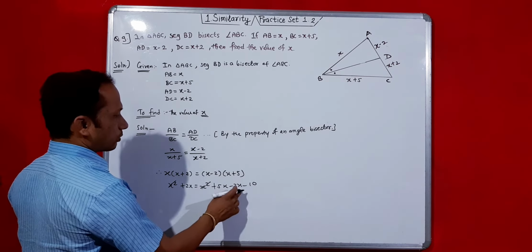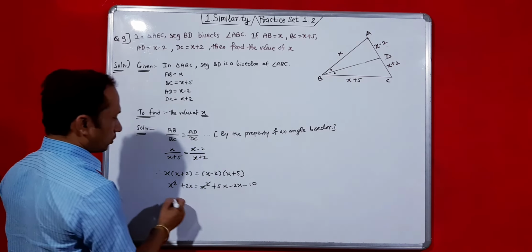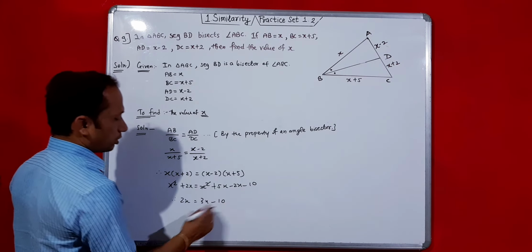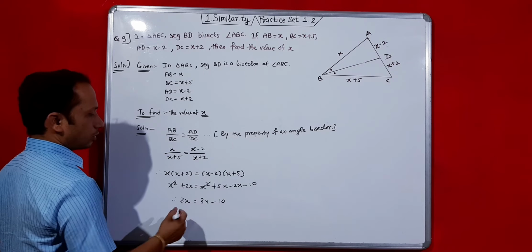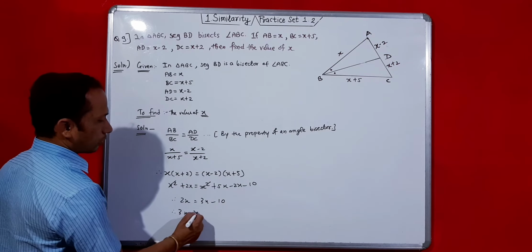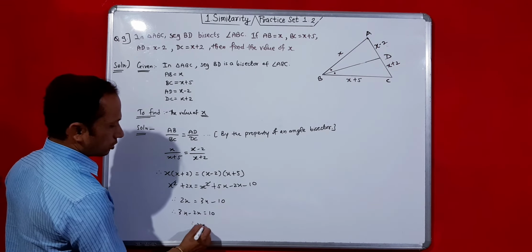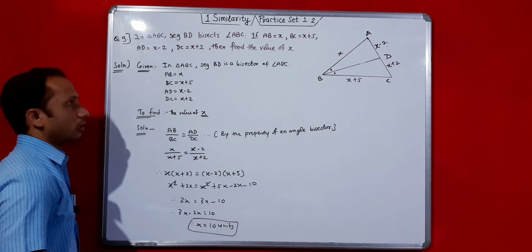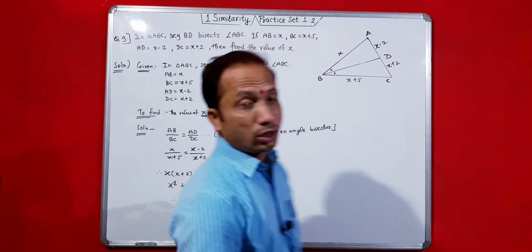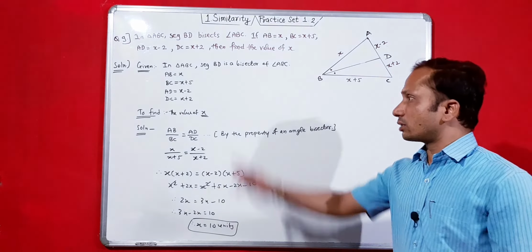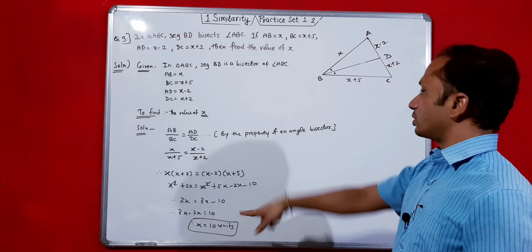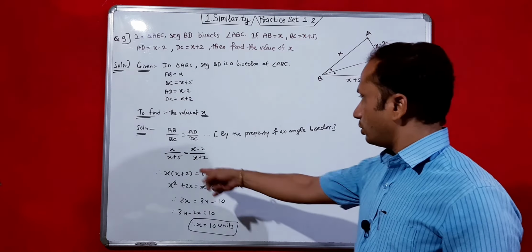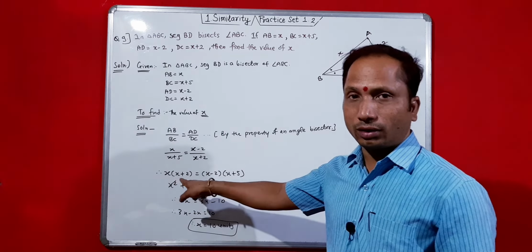5x minus 2x is 3x minus 10. So 2x is equal to 3x minus 10. Just change the place, this will be minus and this will be plus, so 3x minus 2x is equal to 10, so x is equal to 10 units. This is the final solution for x. In this way you have to solve this. Just use the angle bisector property, put the values, then do the calculation correctly, and you will get the solution.